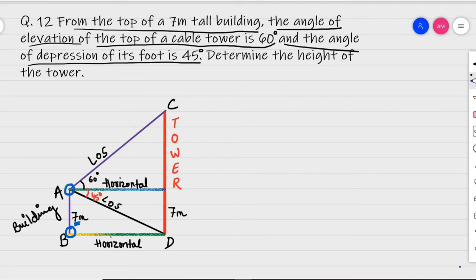7 meters. Okay. Now in front of this building there is a tower. Let us say CD is our tower. Okay. Now this CD is being looked from point A. From point A, the tower is being looked and the angle of elevation is 60 degree and the angle of depression is 45 degree.